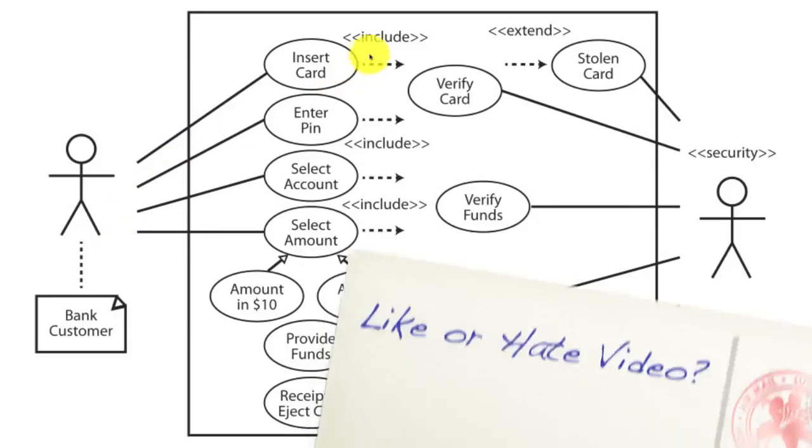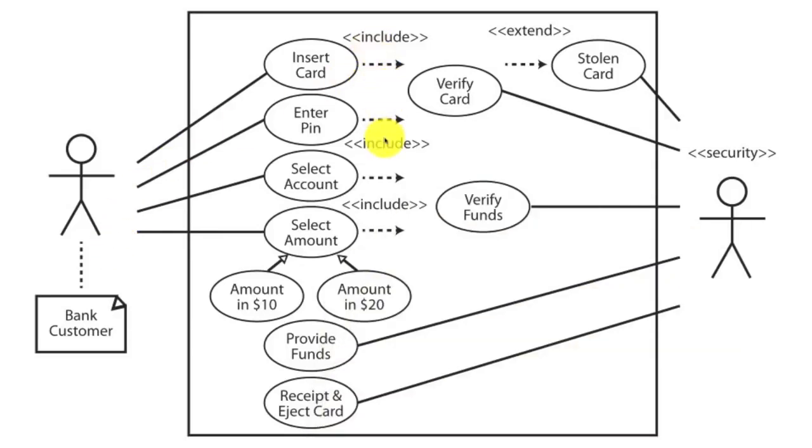Right here, you can see the word include, and what include means is you use this whenever you want two or more elements to use a use case. Like right here, whenever they insert their card, we're going to verify the card. And also whenever they enter their PIN, we're going to verify their card. So this is a use case that is going to be shared completely by these other two use cases, and hence we're going to say these include verification of the card.